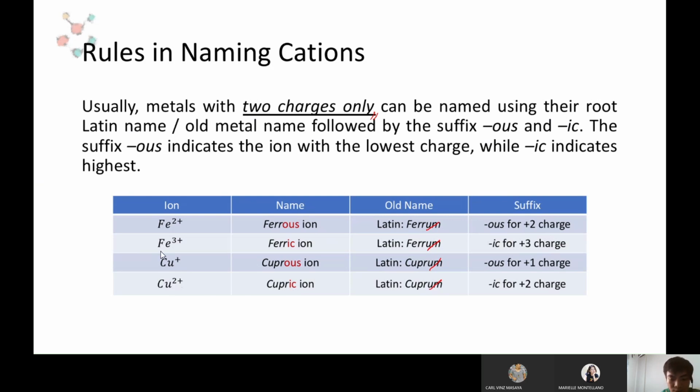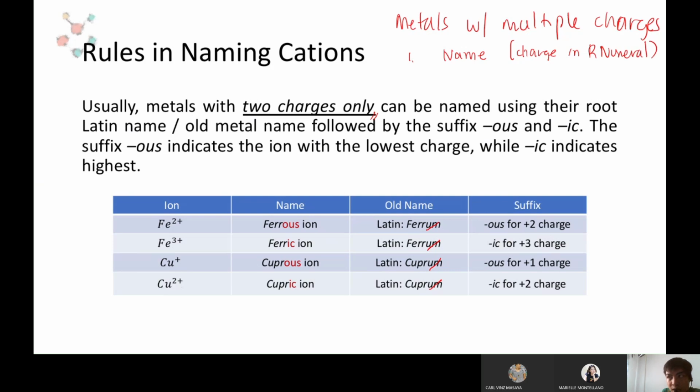And so again, we have two methods in naming transition metals. For metals with multiple oxidation numbers or charges, we can use the name of the metal and then put the charge in parentheses, the charge in Roman numeral. So: name, then parenthesis, Roman numeral.